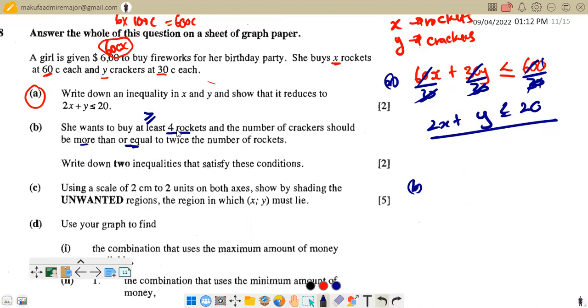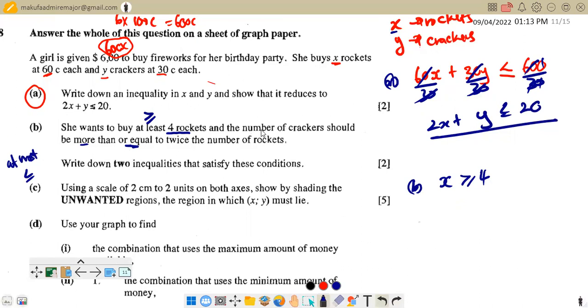At least 4 rockets, and we said rockets is divided by X. So it means X is greater than or equal to, that is at least, greater than or equal to. If it was at most, okay, at most means less than or equal to, but at least means greater than or equal to.